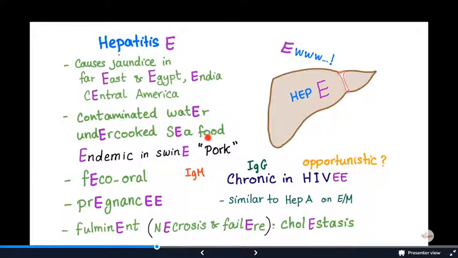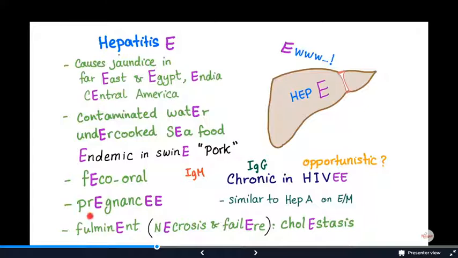Undercooked seafood. Sometimes some genotypes of Hep E are endemic in the swine. So undercooked pork can cause Hep E, hepatitis. So swine, pigs eat everything, including garbage and worms. So that's ew. No offense to pigs. Fecal oral route of transmission.